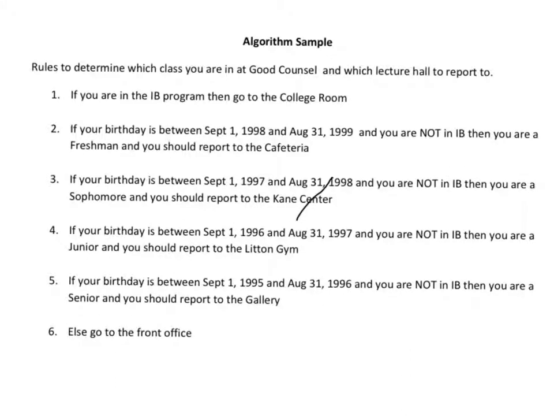All right, so this is just an example of an algorithm to determine which class you'd be in at Good Counsel, and if you were in a particular class, which room they'd be sending you to. So, rule number 1, if you're in the IB program, then go to the college room. Like I said, these are rules. If your birthday is between September 1, 98 and August 31st, 99, and you're not in IB, you're a freshman and should report to the cafeteria.